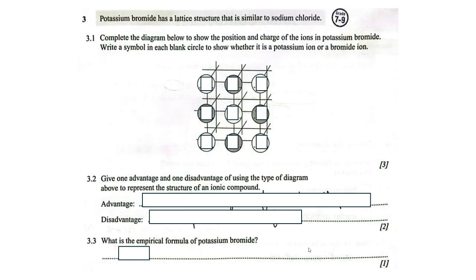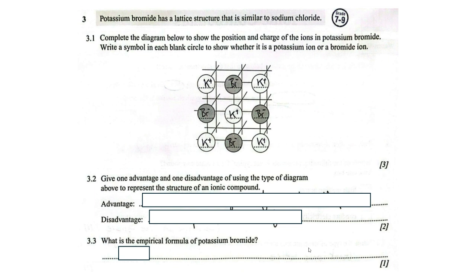Next one, potassium bromide has a lattice structure similar to sodium chloride. Potassium belongs to group 1. It's going to form K+ ions. Bromine belongs to group 7. It's going to form Br- ions. So in each circle, you're going to have to write down either K+ or Br-. I started with K+, then Br-, then K+, then Br-, K+, Br-, K+, Br-, and K+.